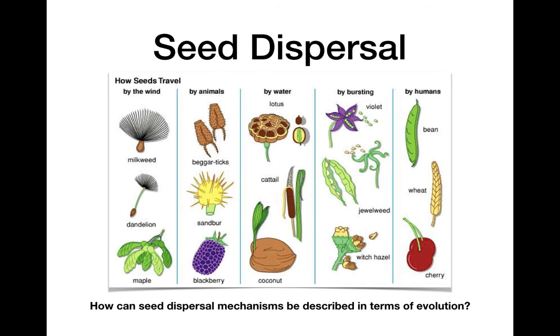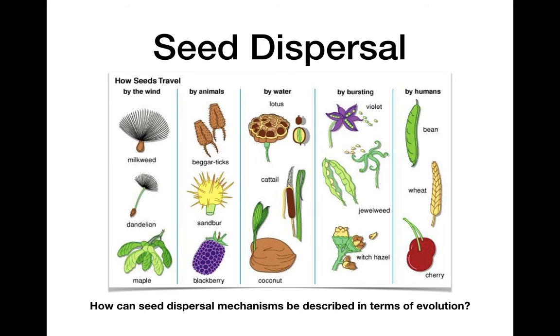We have ones that will float in water. Coconuts are actually seeds. They'll float in water to a new island and hopefully be able to grow. Cattails and lotuses are all seeds that float. We have seeds that burst and pop open, like witch hazel, jewelweed, and violets, so their seeds fly a little further away instead of just falling straight down. They kind of fly out a little bit.